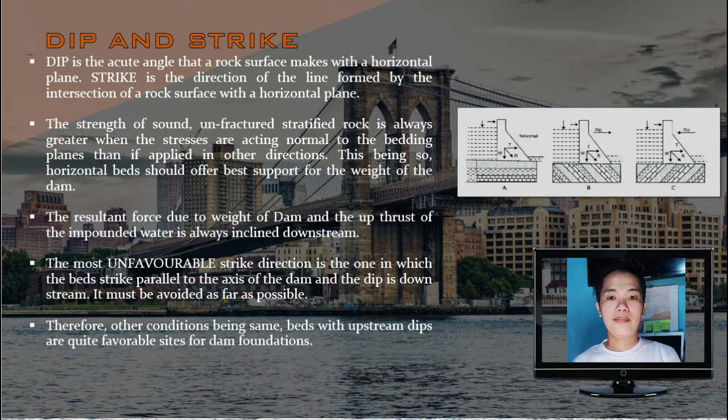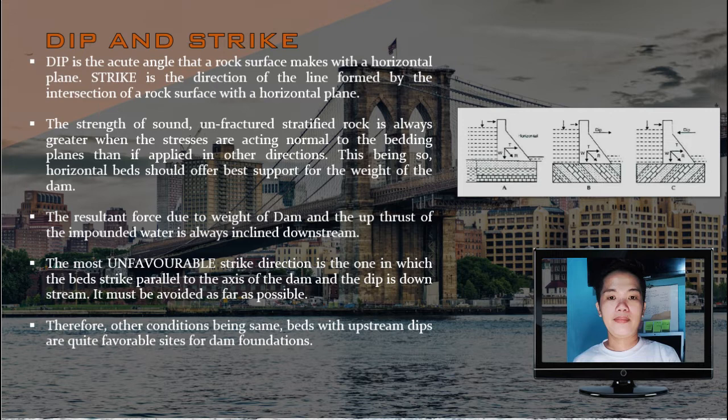Dip and strike. Dip is the acute angle that a rock's surface makes with a horizontal plane, while strike is the direction of the line formed by the intersection of rock surface with a horizontal plane. The strength of sound, unfractured stratified rock is always greater when the stresses are acting normal to the bedding planes than if applied in other directions. This being so, horizontal beds should offer the best support for the weight of the dam.